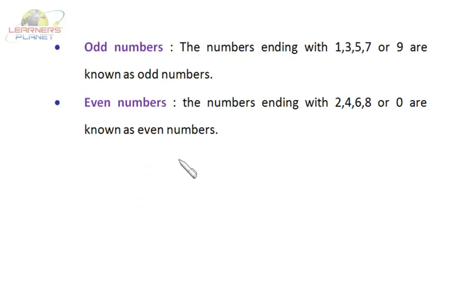Now let's see some new concepts of the session. Friends, do you know what are odd numbers and even numbers? Odd numbers, the numbers ending with 1, 3, 5, 7 or 9 are odd numbers, and the numbers ending with 2, 4, 6, 8 or 0 are even numbers. Suppose I take an example, maybe 2345. This number is ending in 5, and the numbers which are ending in 5 are odd numbers. Okay, as we can see over here.